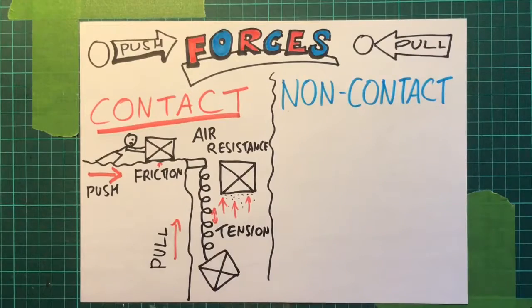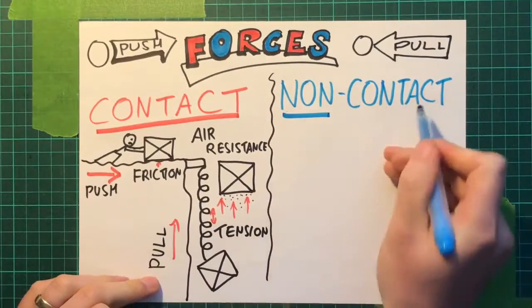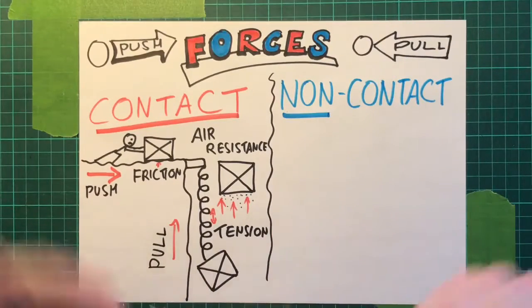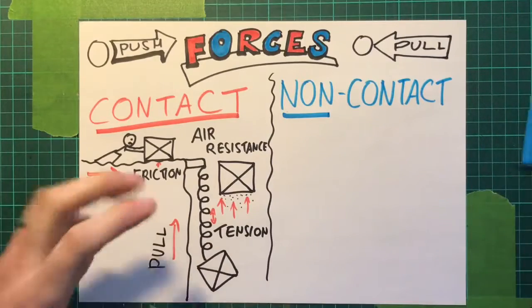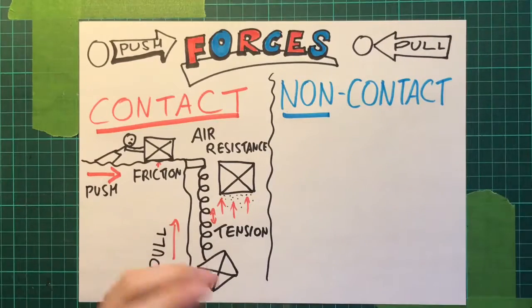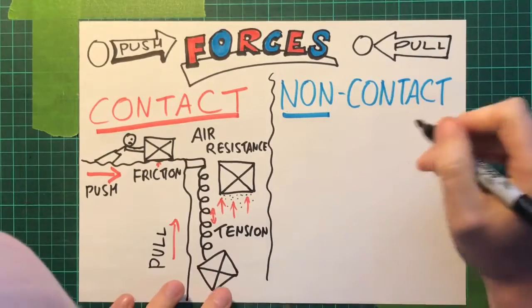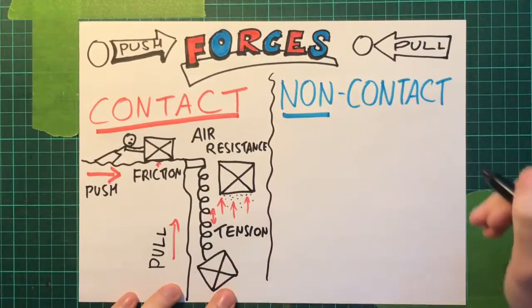Now, non-contact simply means not touching. So the thing that's exerting the force doesn't actually come into physical contact with the object that it's affecting. Now, there are three main ones that we are going to talk about in this video. The first one is gravity.